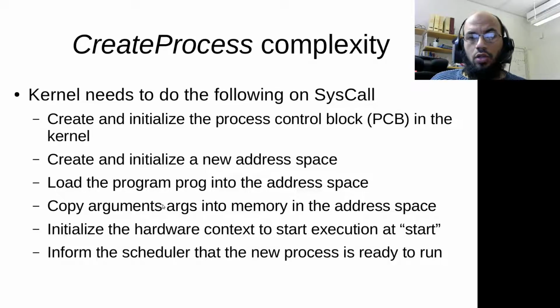You need to copy args into the memory of the address space, because these arguments that you're passing to your child are probably things that the child will start operating on. And you need to initialize the hardware context to start execution at start. So you need to basically start scheduling that child process, and you need to inform the scheduler that the new process is ready to run.